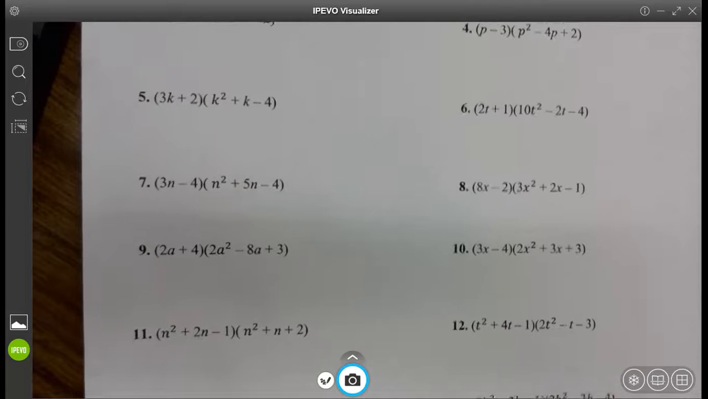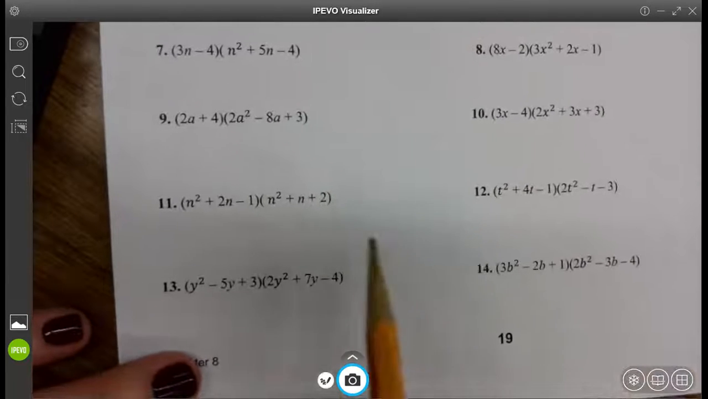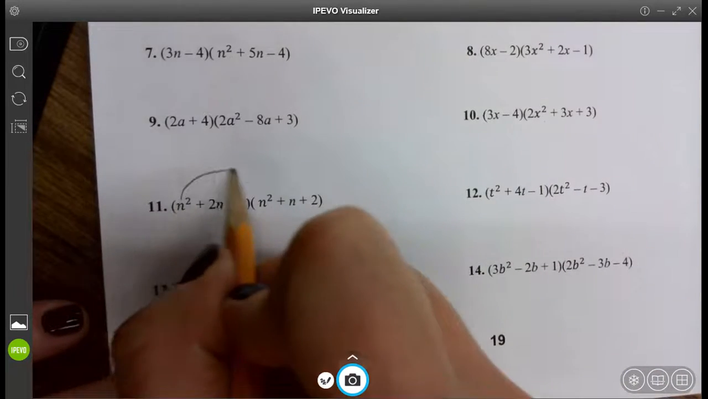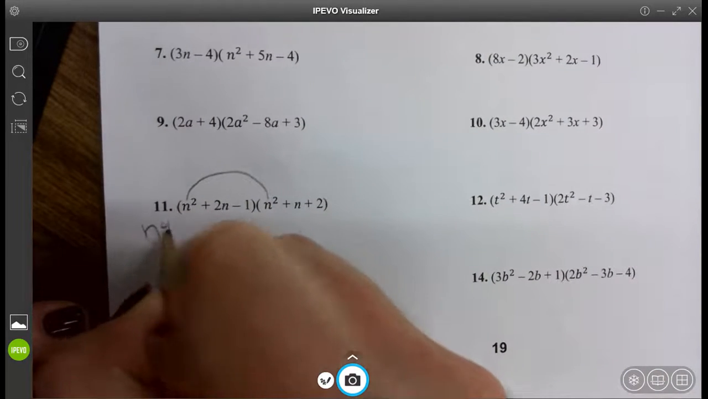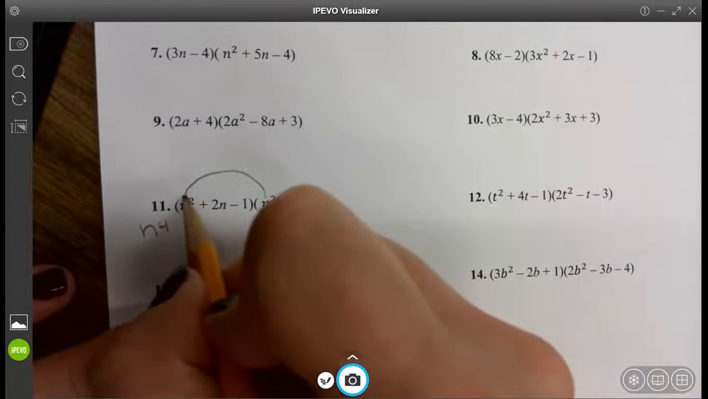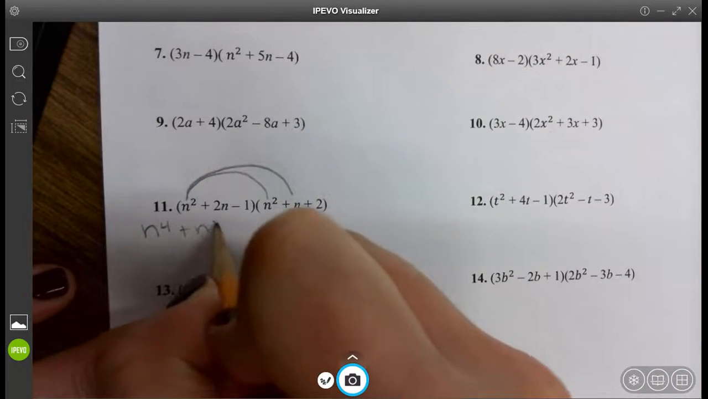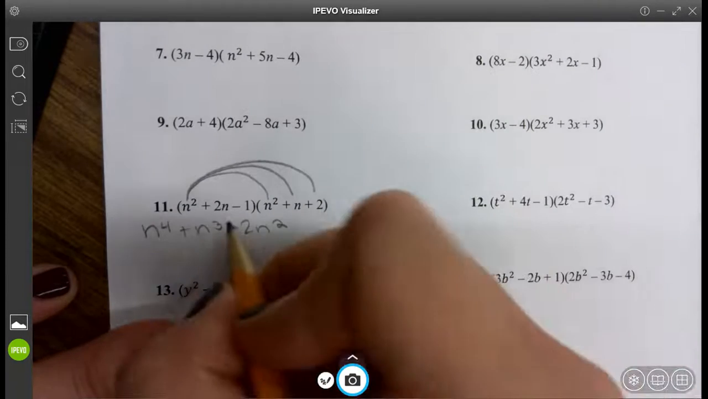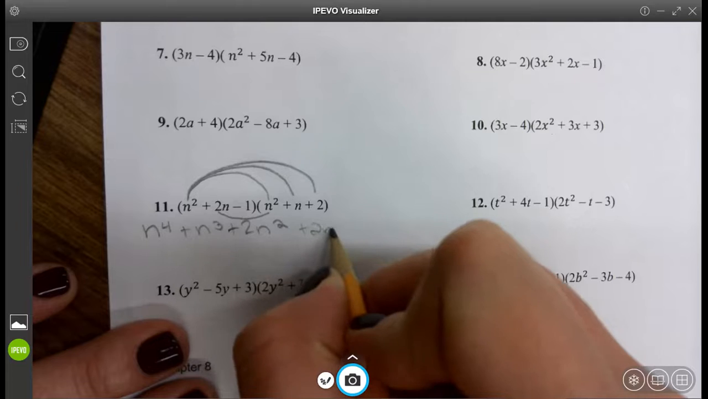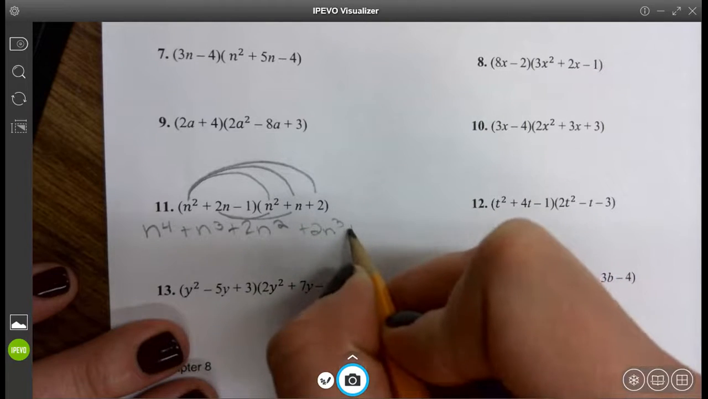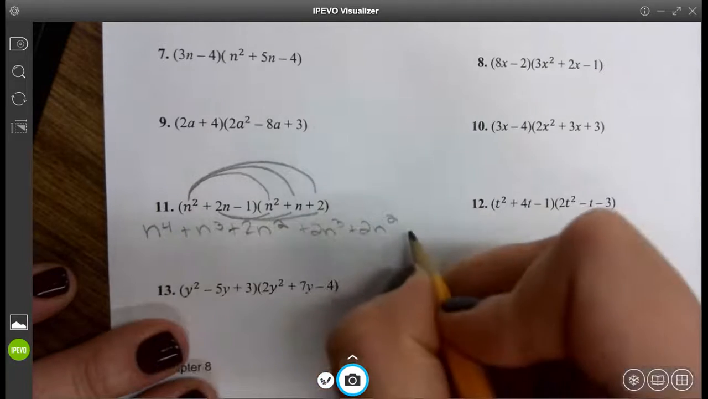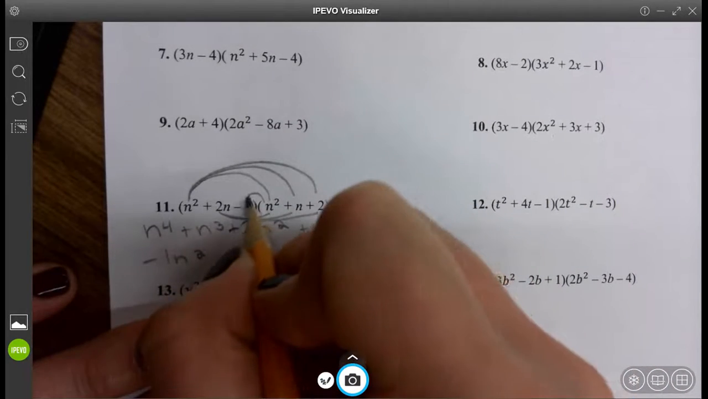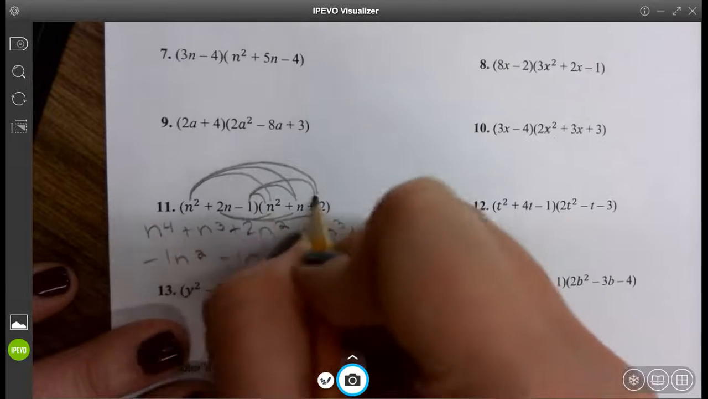All right, let's try a harder one. Let's go all the way down here to number 11. All right, we have n squared times n squared, which would be n to the 4th. Same process though. N squared to n is n cubed. N squared to 2 is 2n squared. Then 2n cubed, 2n squared, 4n, negative 1n squared, negative 1n, negative 2.